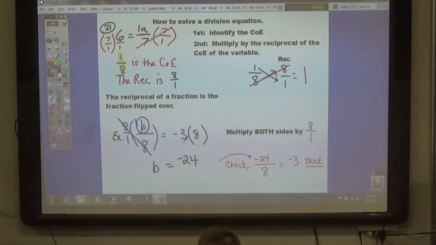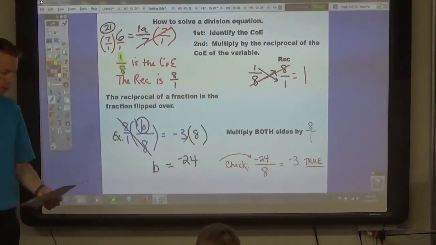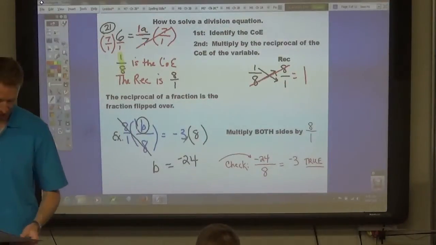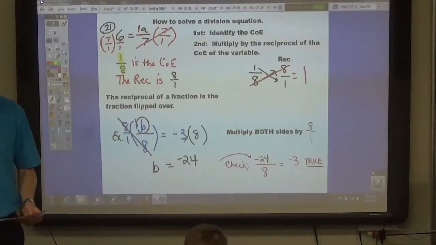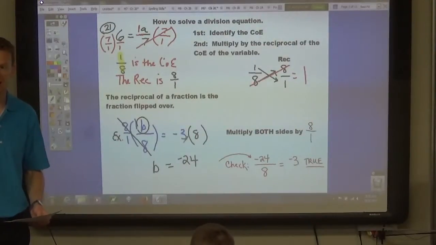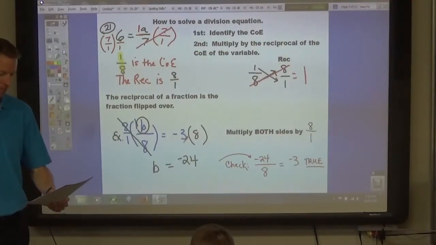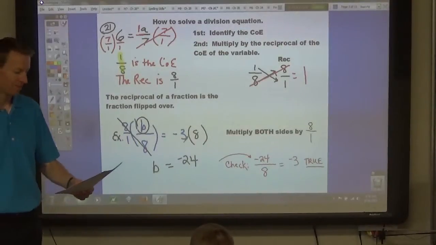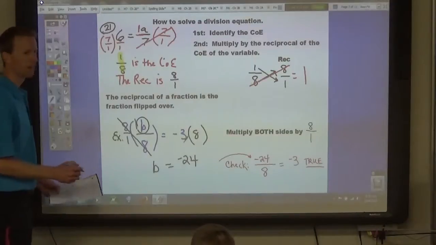So we put 7 over 1, so write 7 over 1. Now multiply 6 times 7. Write what A equals. 6 times 7 is 42. And then check it below.